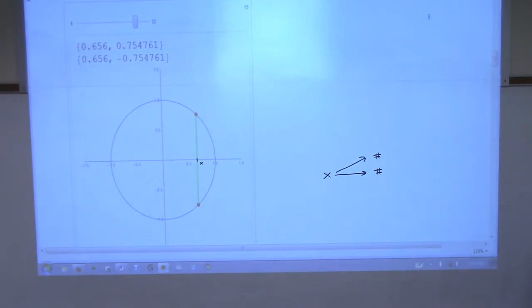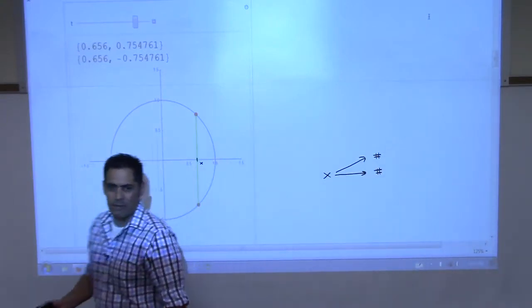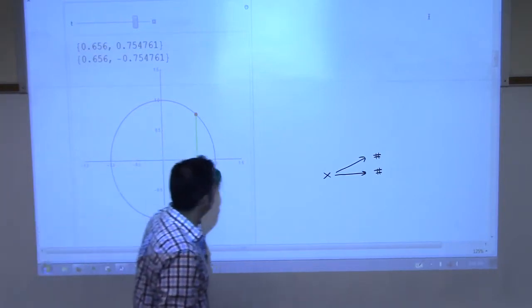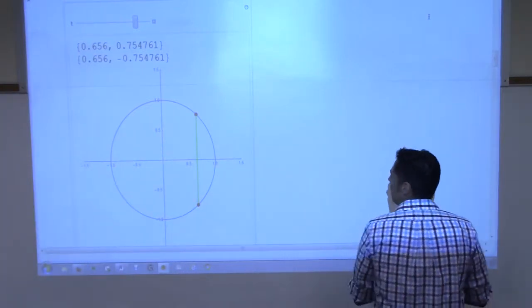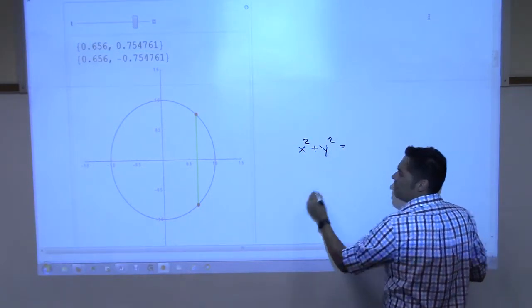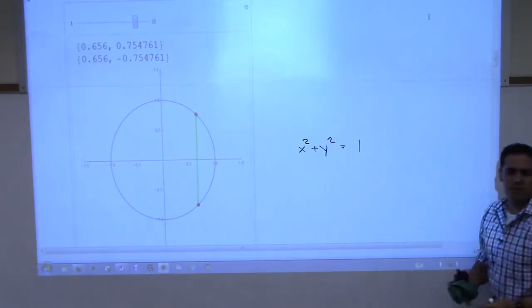Now the easy way to see that was just the vertical line test. If you draw a vertical line, it would fail. Now we can get around this a little bit. The way we could get around this is by taking a look at the equation of a circle, and in this particular case, the radius is 1. So this is the general equation of a circle.